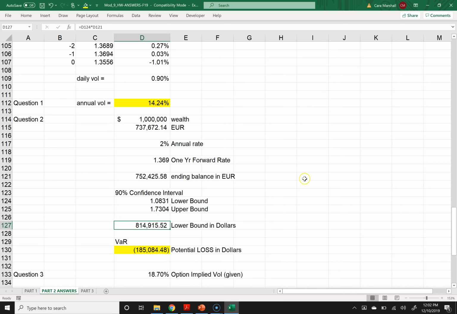So the lower bound is what we want to look at here. And if you want to convert this over to dollars, you take your euro, multiply by the lower bound. And that's going to give you the lower bound in dollars. That's the balance in the account. And so what's the VAR? The VAR is the potential loss. So what you really want to do is take this value minus the 1 million to get the loss, which really is $185,084.48 with 95% certainty. That's our VAR.